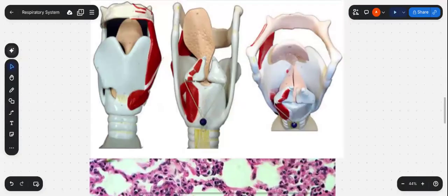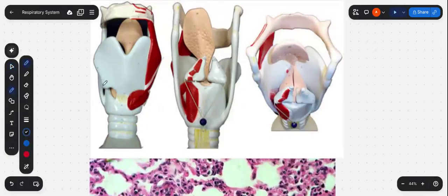Okay, now we are going to take a look at your larynx. So the first thing to know is that all of this cartilage over here, this blue cartilage, that is going to be your thyroid cartilage.